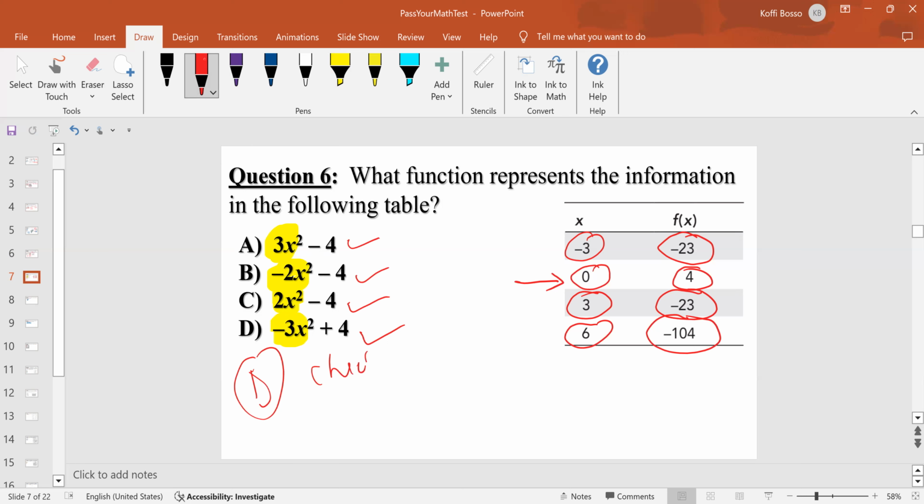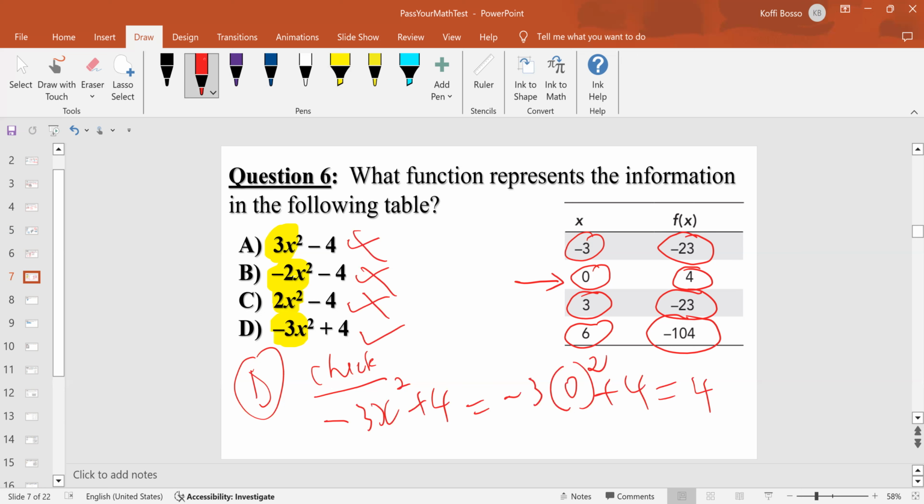So to check, you have a D, they say -3x squared plus 4, right? You replace x by 0, so you're going to have a -3 multiplied by 0 squared, the 0 is squared, plus 4. We know that 0 squared is 0, 0 multiplied by -3 is 0, and the plus 4 gives you 4. So I don't need to check for the rest, because this will tell me that, no way, A, B, and C will never be the correct choice, because they have a -4, -4, -4 after x is 0. But if you continue checking, you see that the correct choice again is the D.